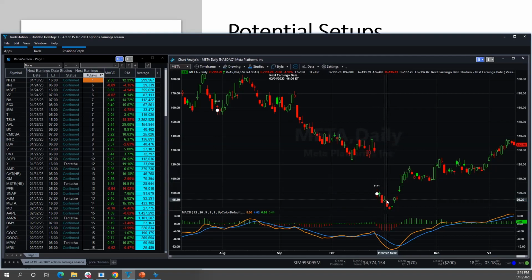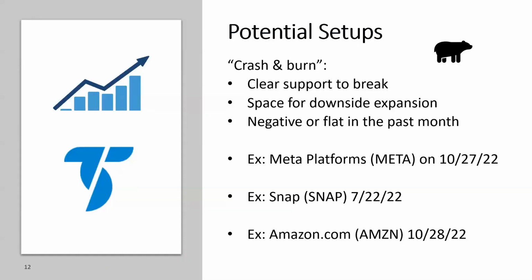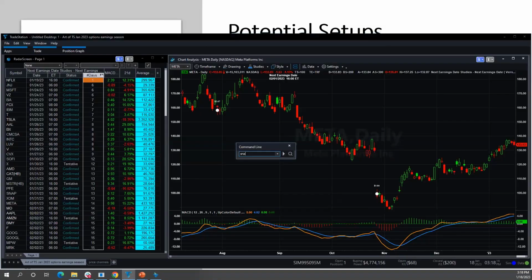And again, that's the key thing. Remember, we're looking for stuff that's going to expire in the money, so we don't have to worry about closing it and having the trouble with bid-ask spreads. Another example would have been Snap in July.